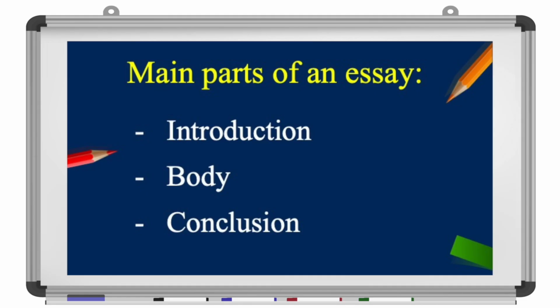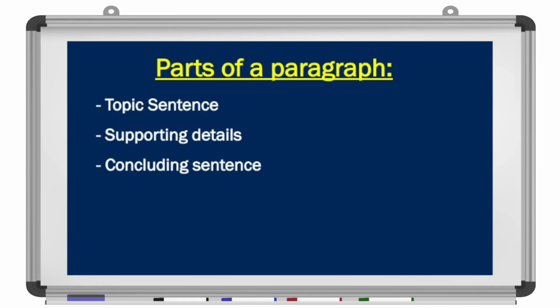What are the main parts of the essay? The essay consists of three parts: the introduction, the body, and the conclusion. As you can see, the body has two paragraphs in it. What are the parts of the paragraph? Now, each paragraph contains a topic sentence, supporting sentences, and concluding sentences.